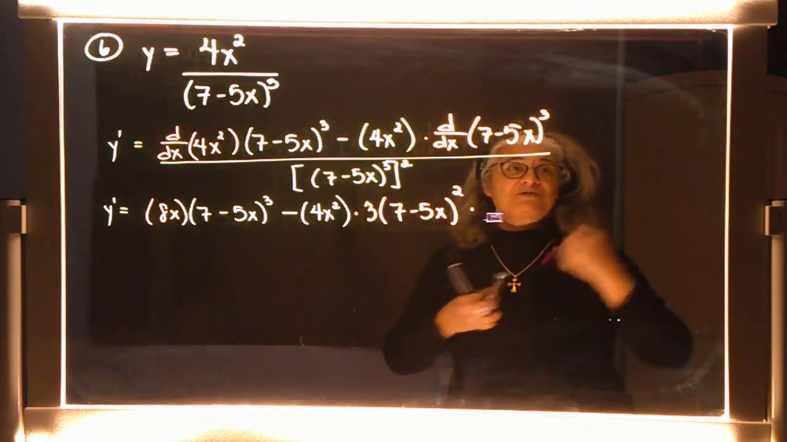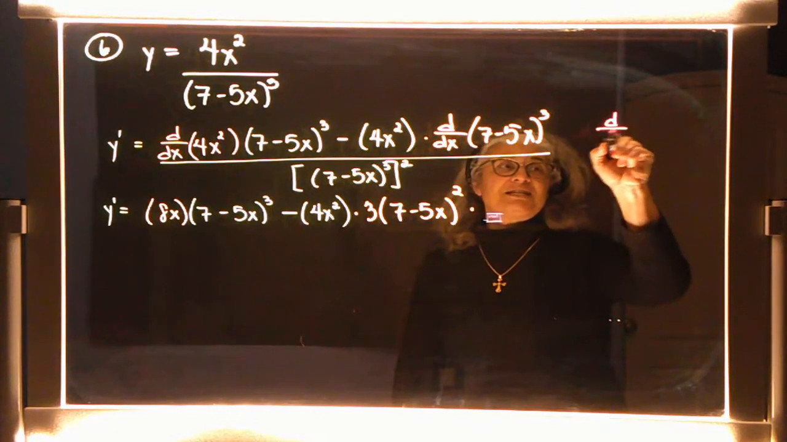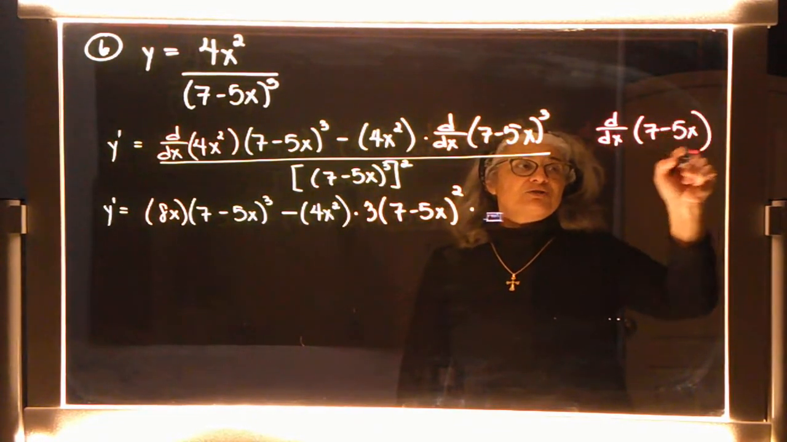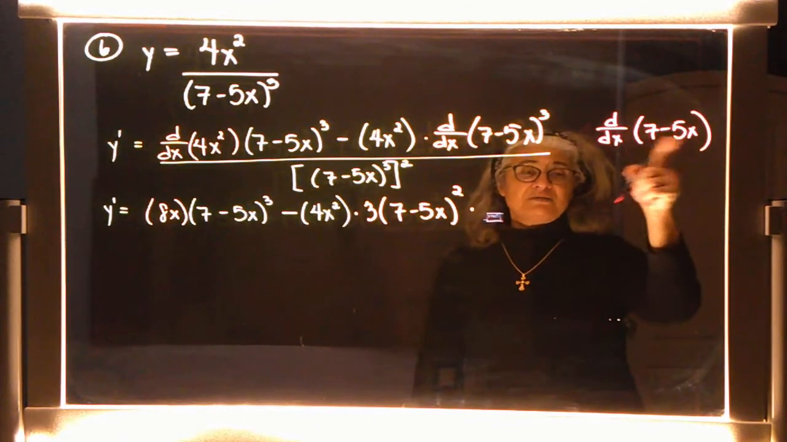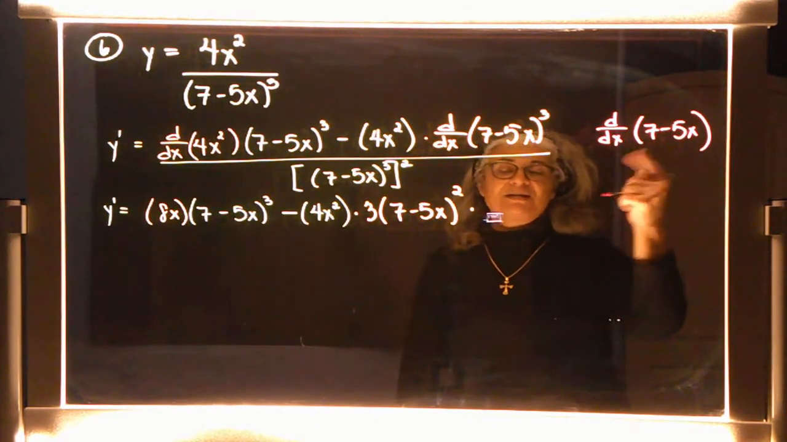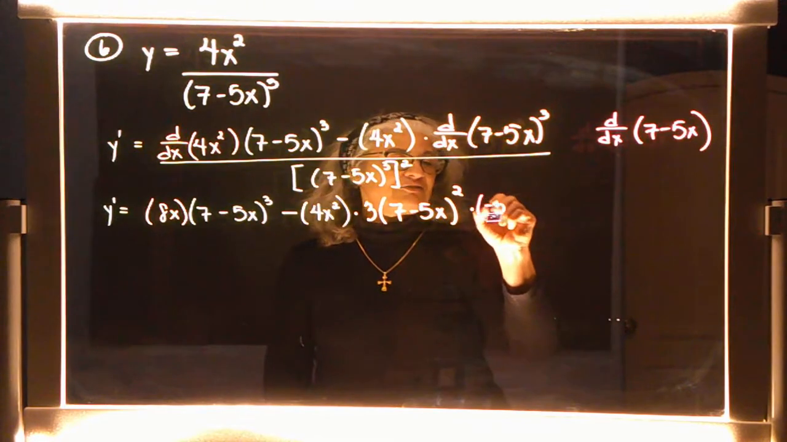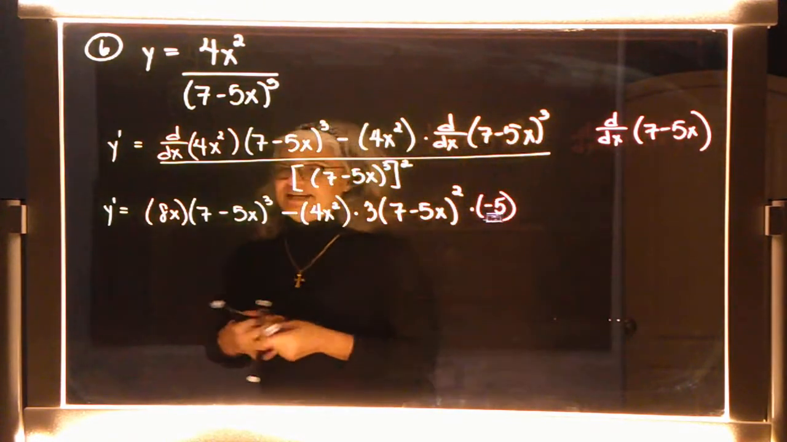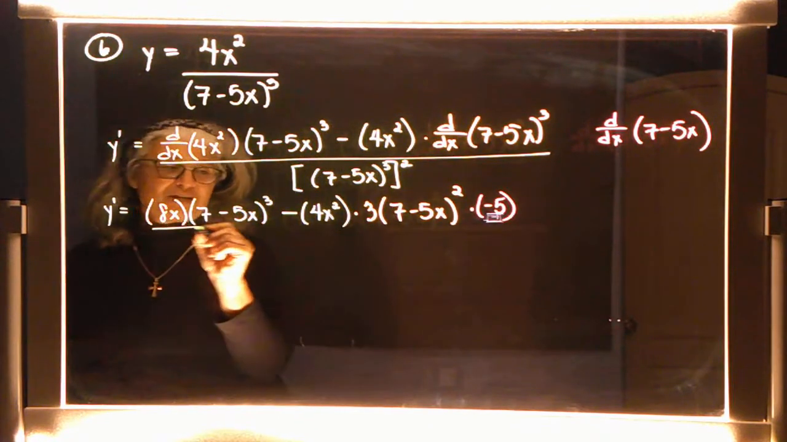And I'm going to put it off to the side here. You're going to have to take the derivative of what's in parentheses. So answer me that. What's the derivative of what's in parentheses? Excellent. Just a negative 5. Agreed? And now the denominator.